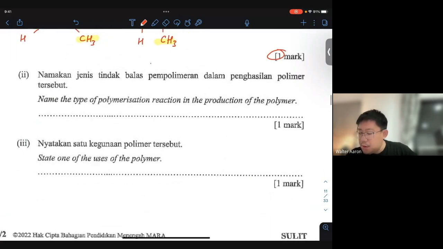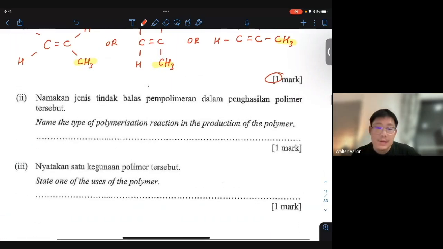Okay, then name the type of polymerization reaction in the production of polymers. So like I said before, I've got a double bond, which means it's going to be addition polymerization.